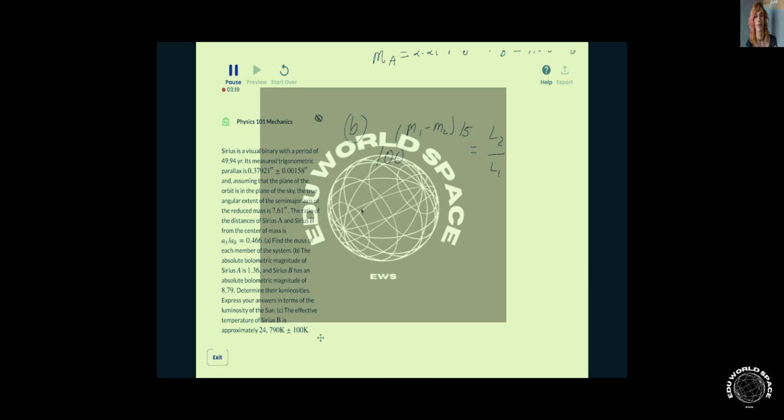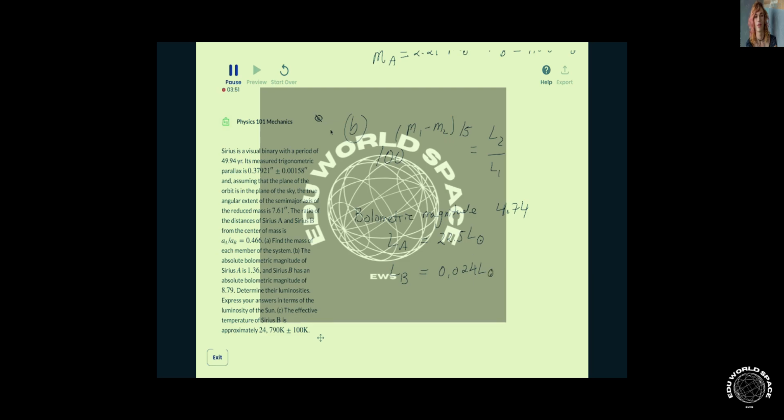And with something that we call the bolometric magnitude of the Sun being equal to about 4.74, it's pretty easy to solve for LA and LB. And when I do so, I get about 22.5 L sun for LA, and for LB, I get about 0.024 times L sun.